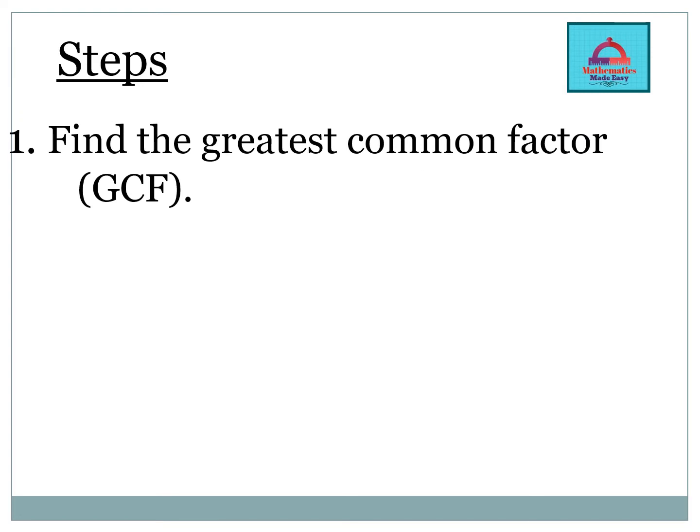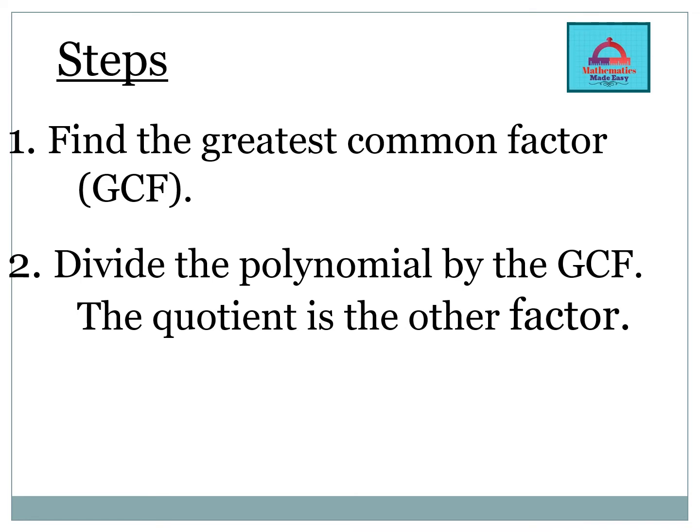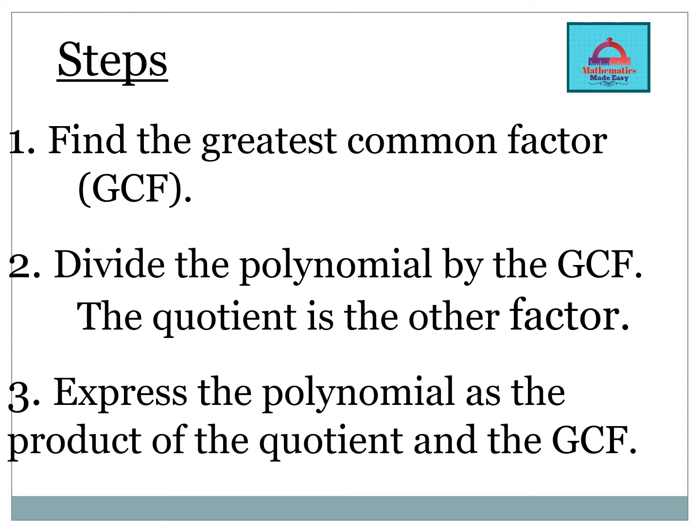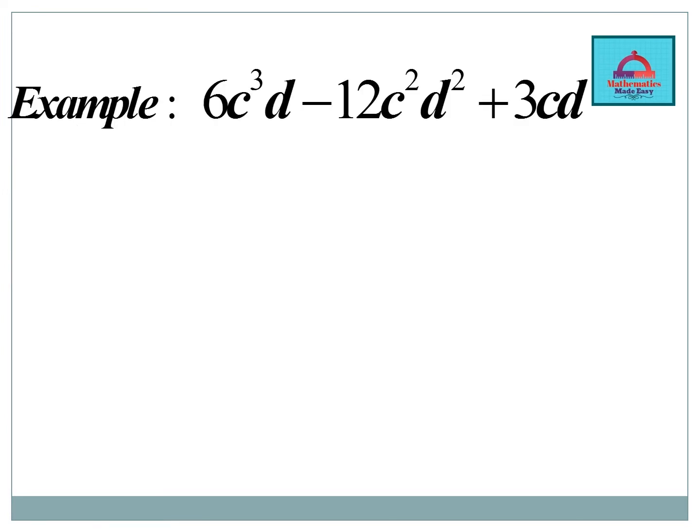There are some steps that we are going to follow when we use this method. Step 1 would be to find the greatest common factor, or the GCF. It is also called HCF or GCD. Though the names are different, the meaning is the same. Next step, you divide the polynomial by the GCF, so you factor it out by dividing the polynomial by that GCF. The quotient is the other factor in this case. And finally, in the last step, you express the polynomial which was given to you in the question as the product of the quotient and the GCF. So these are the 3 steps that we are going to be using, and let's understand this with the help of this example.